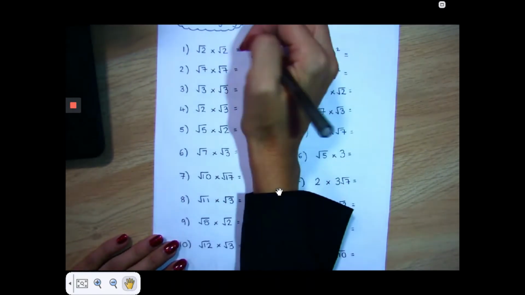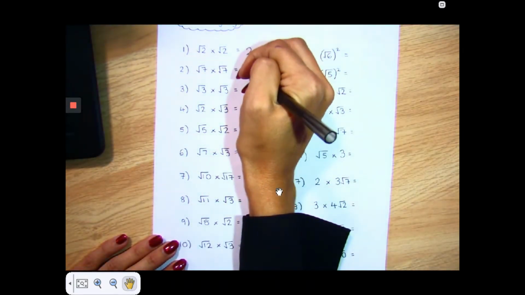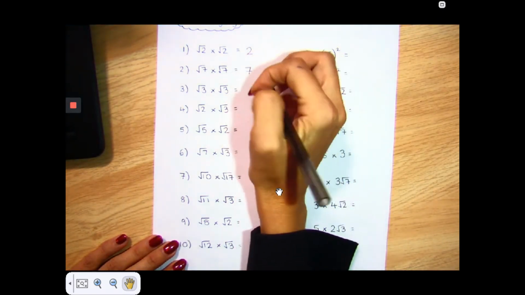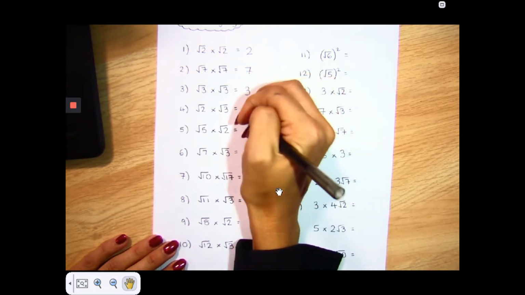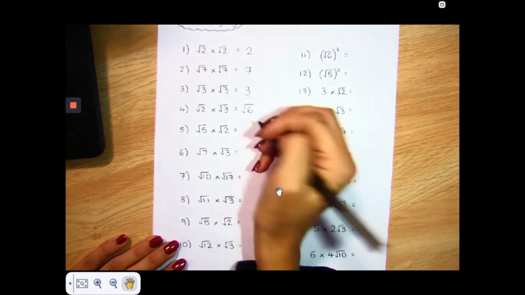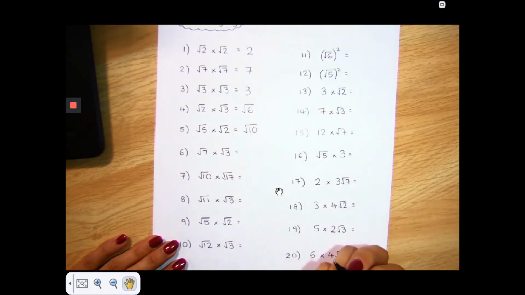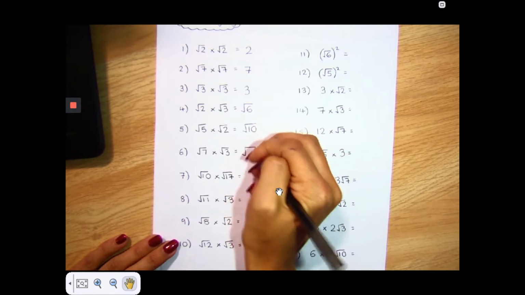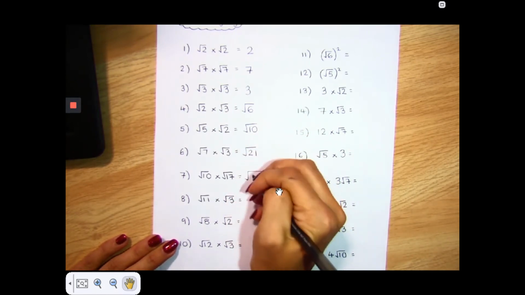So these are the answers. We've got root 2 times root 2 is 2. Root 7 times root 7 is 7. Root 3 times root 3 is 3. Root 2 times root 3 is root 6. Root 5 times root 2 is root 10. Root 7 times root 3 is root 21. Now we've got root 170. Root 33.